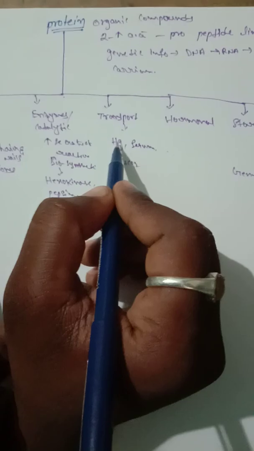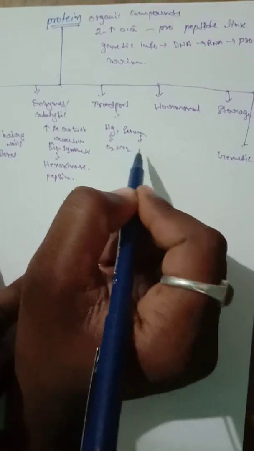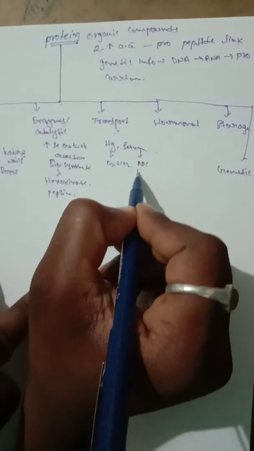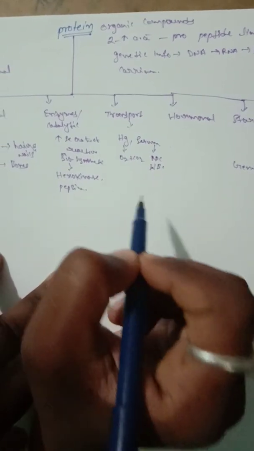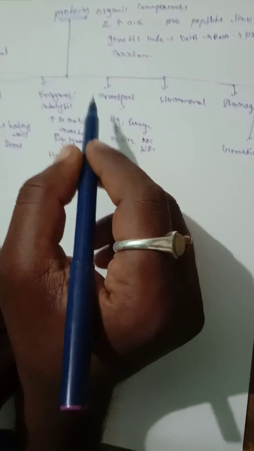The hemoglobin is also made up of a protein. The serum is also made up of a protein. It contains the RBC, WBC. So the serum maintains the RBC, WBC transport system and platelets also. So these are the transport proteins.